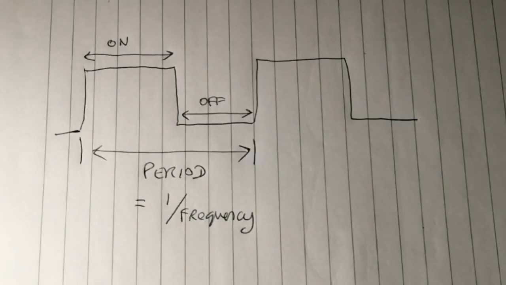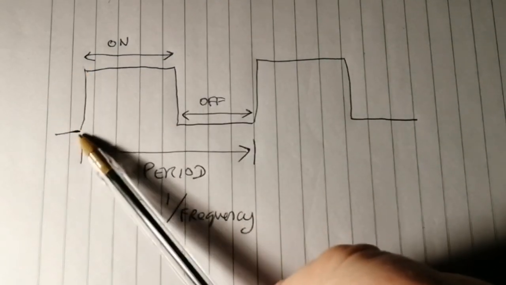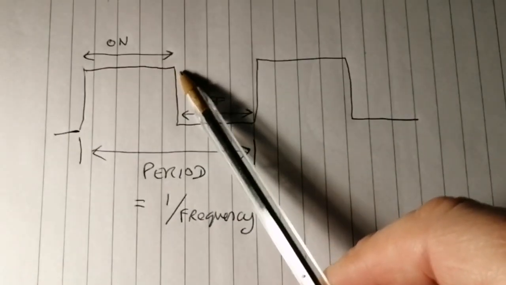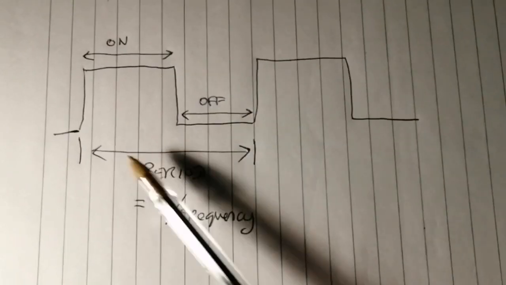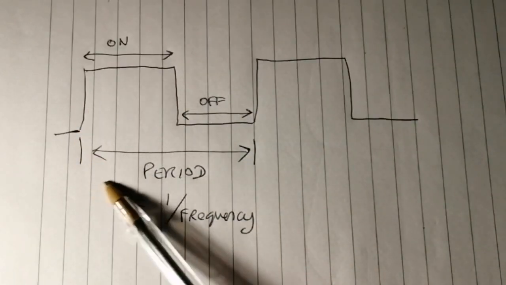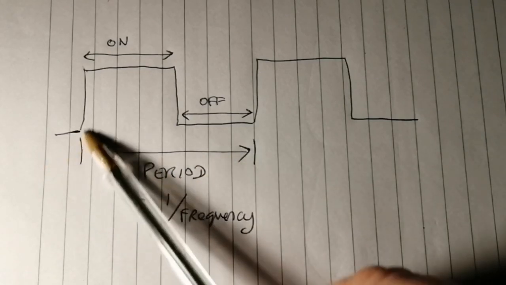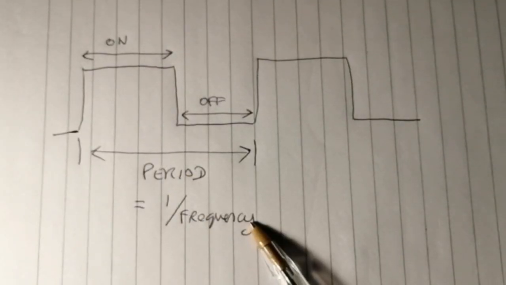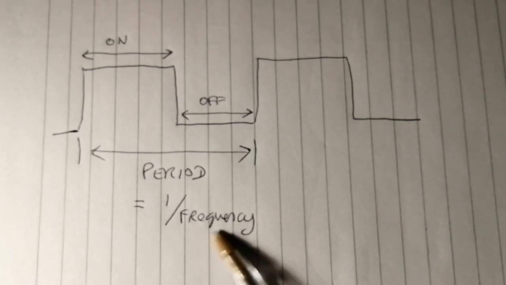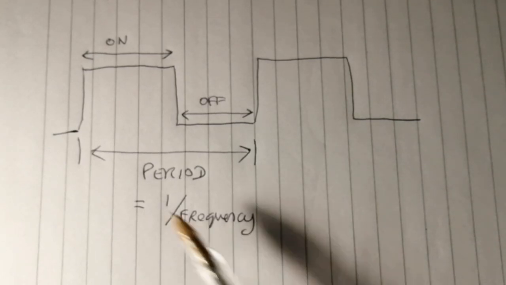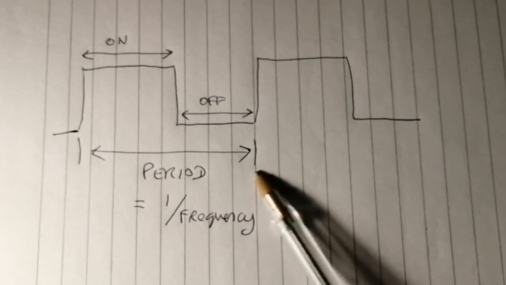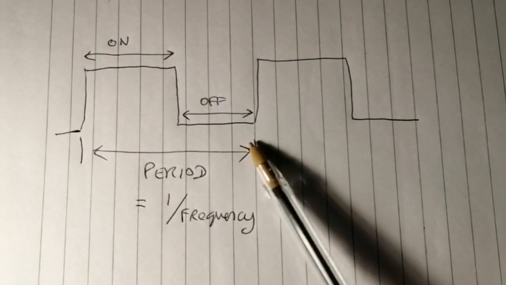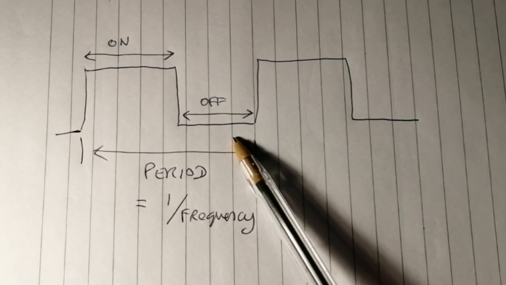So here's a square wave. It goes up where it's switched on for a period, and it turns off for a period, and the period, the total cycle, is 1 over the frequency. So for instance, if the frequency was 1000 Hertz, this period would be 1 millisecond, which makes that on time half a millisecond and the off time half a millisecond.